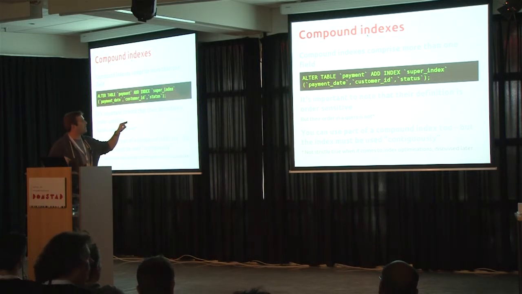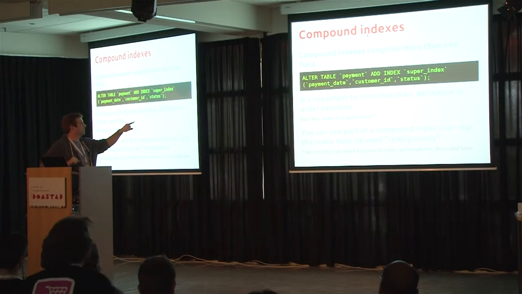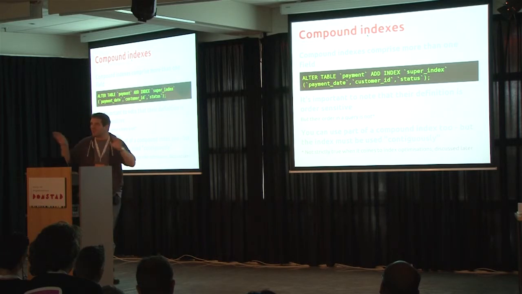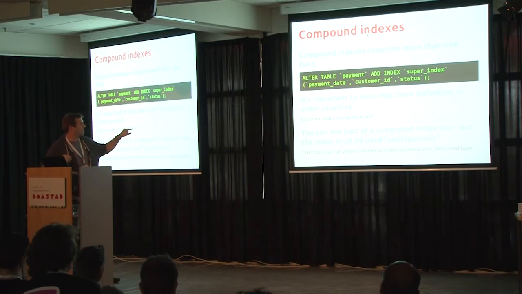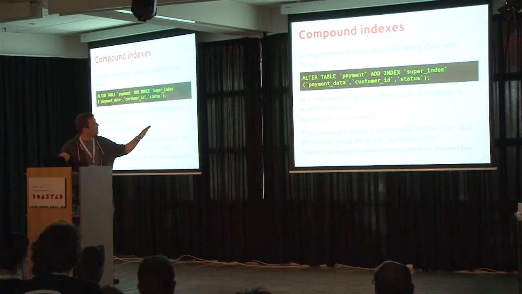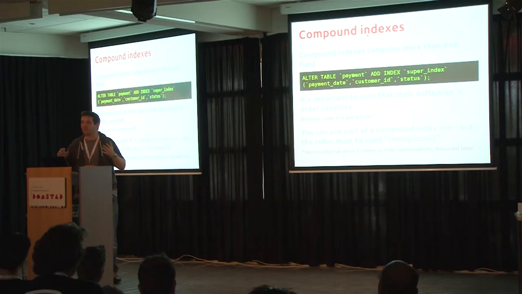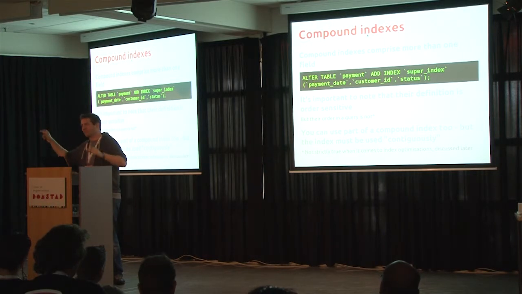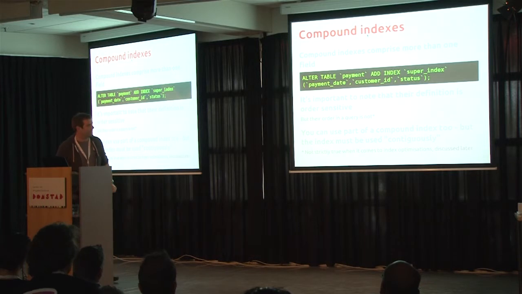So here we're going to make a compound index called superindex across payment date, customer ID and status. It's important to note that MySQL's index definitions are order sensitive. You can use them in any order in the query, but you, for example, couldn't just use that index and say where customer ID equals 3. It would not be able to use that index. But if you said where payment date is such a day and customer ID equals 3, it would use that index. So you start building up a strategy for indexes to say, well, this is the most likely field, this is the next most likely field, and nobody really uses that field anyway, but we'll have it.